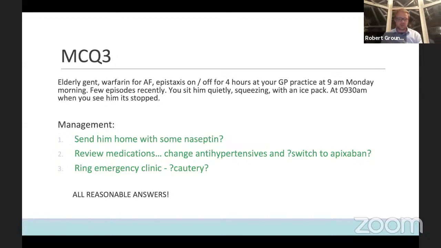I think if it's stopped bleeding, you could say, well, it's stopped bleeding. You haven't yet treated anything. Let's give them some Naseptin. And actually, in many cases, you'll never see them again. They just had a nasty bleed, and that's it. It might be worthwhile having a look at their medication, antihypertensives, to make sure the blood pressure is well controlled.